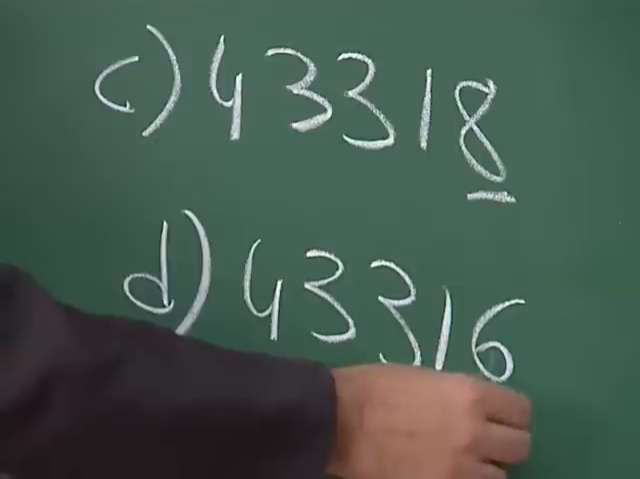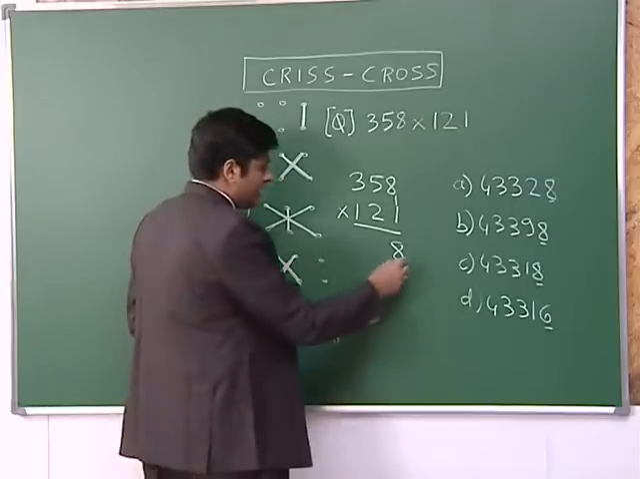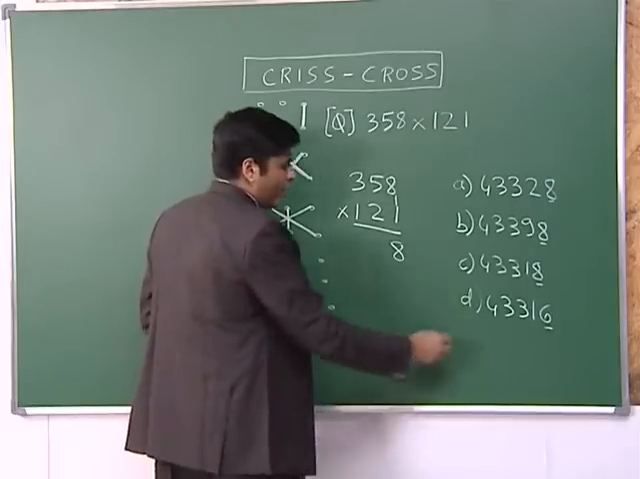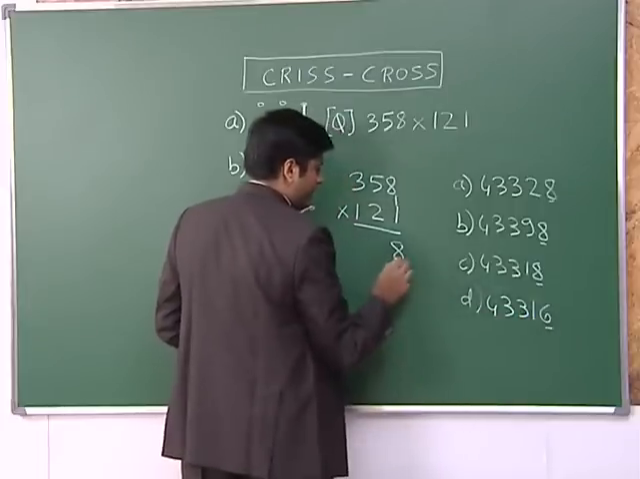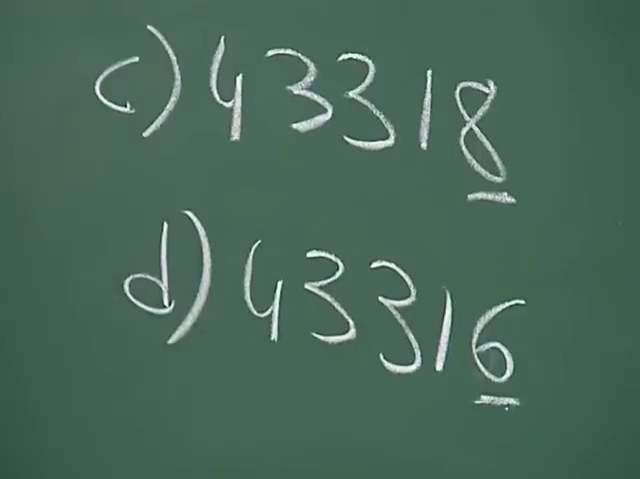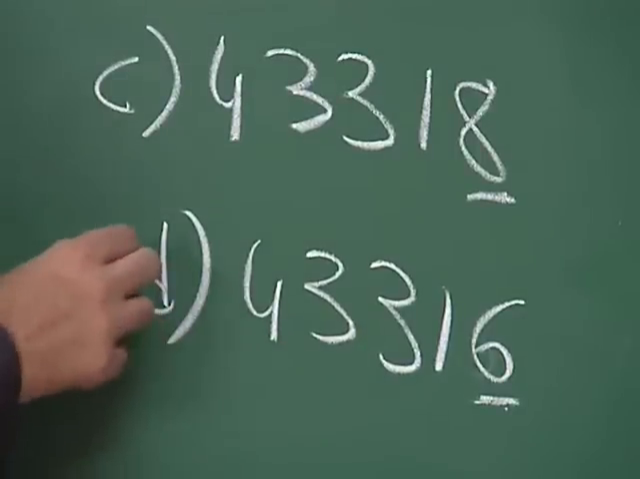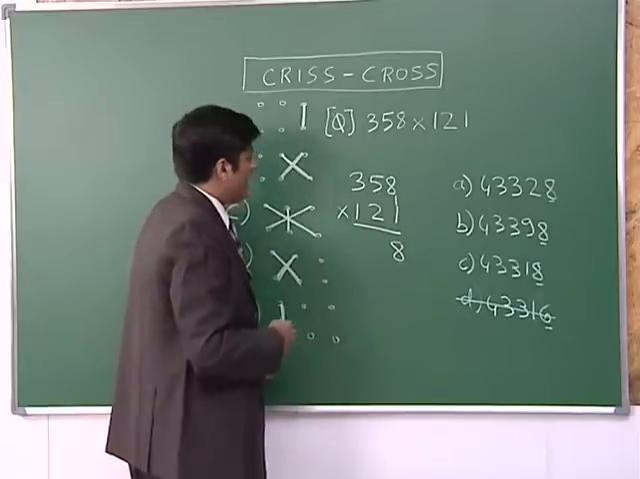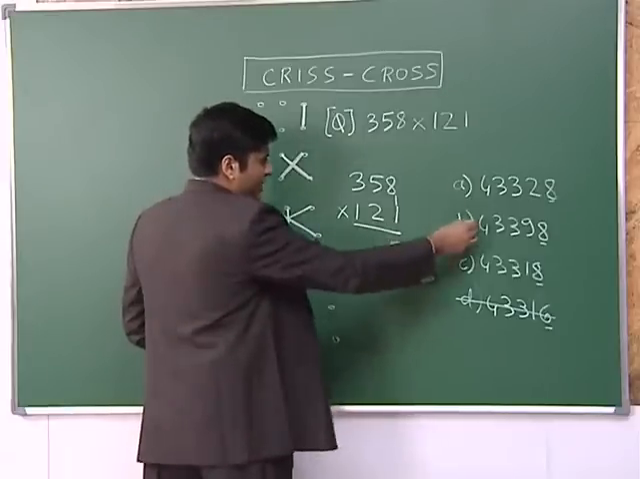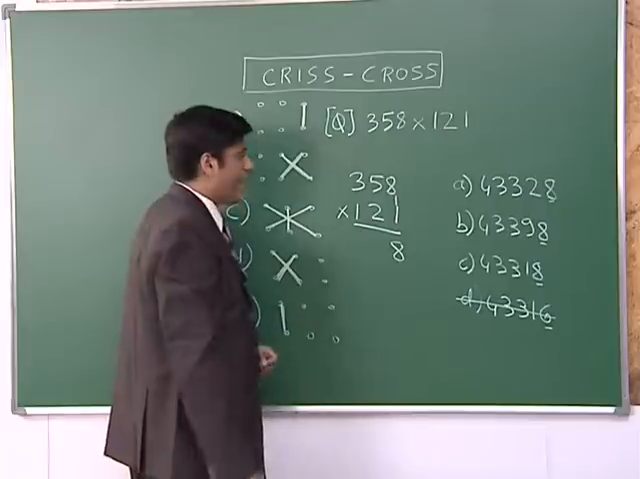I know for sure that my final answer ends with an 8, but option D says that the answer is ending in 6. It's a different number. Here it is 8, here it is 6. I can conveniently presume that D is not my answer. It cannot be my correct answer. Let's move ahead. We still have 3 probable answers, out of which 1 is correct.